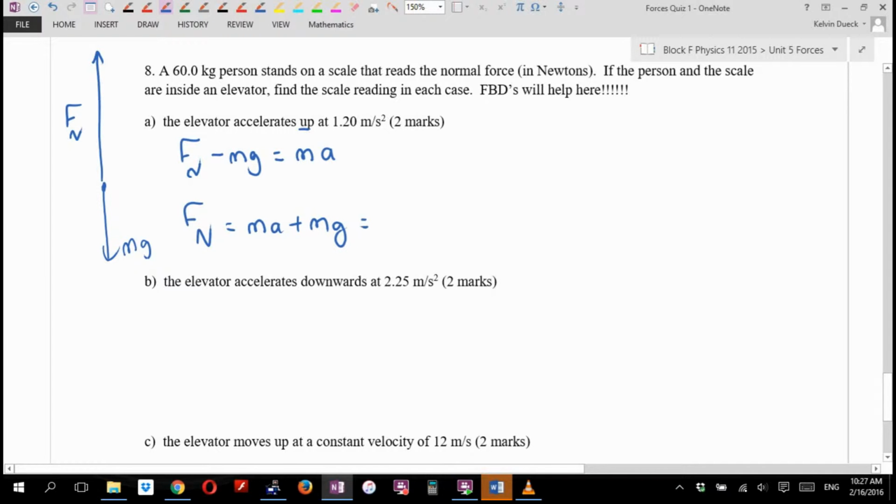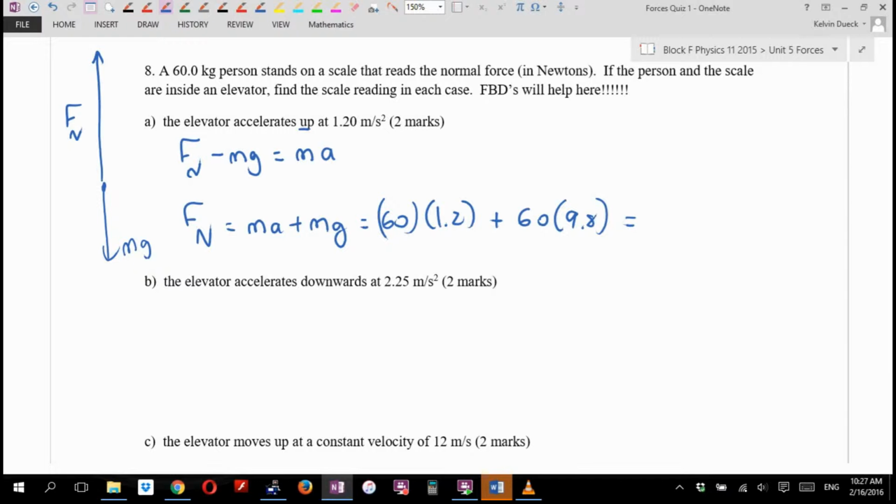The normal force is going to be m60 times 1.2 plus 60 times 9.8. I can do this in my head, because this is really the same as 60 times 11. 660 newtons.